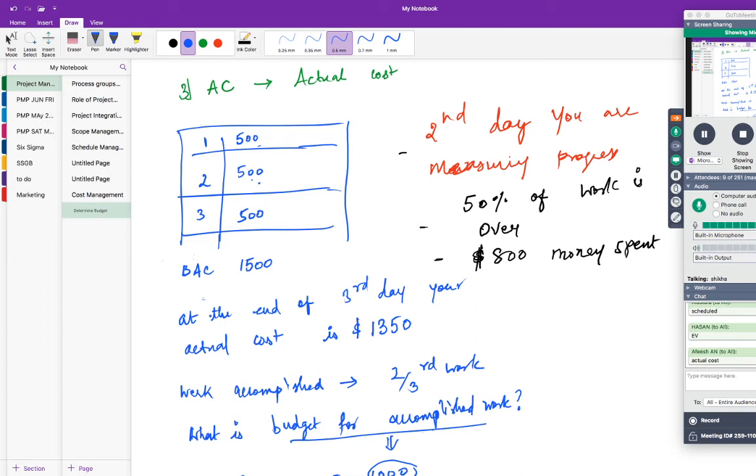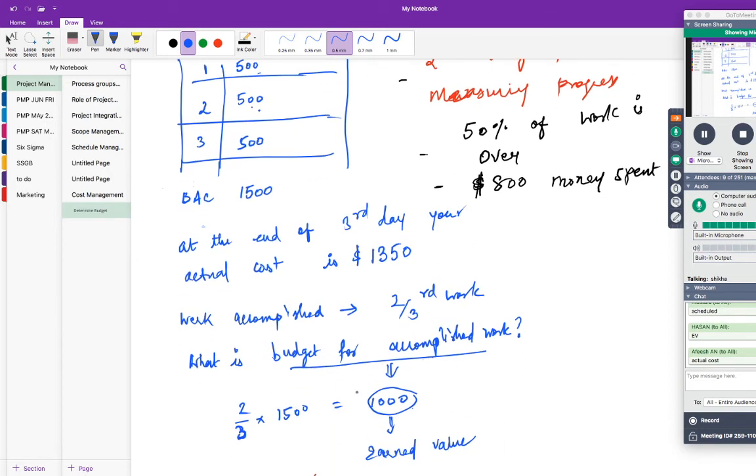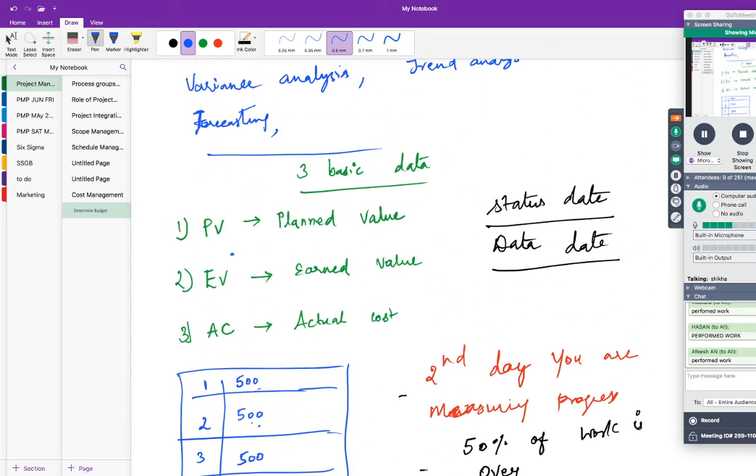You understand? Now what is this 1,350 then? This actual cost, is this for the scheduled work or for the performed work? Of course, the moment you say actual cost, what does it mean? It is performed work. There is nothing called actual cost for the scheduled work. It's always actual cost for the performed work. So that is how they call it.